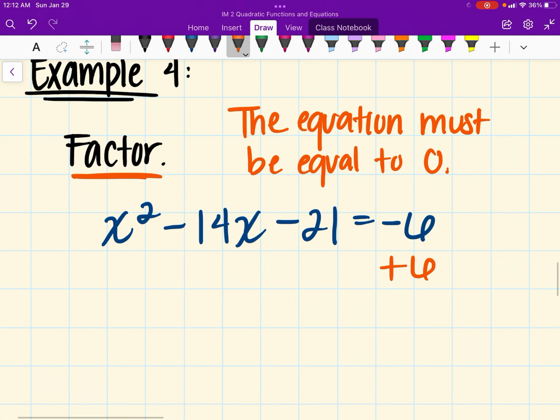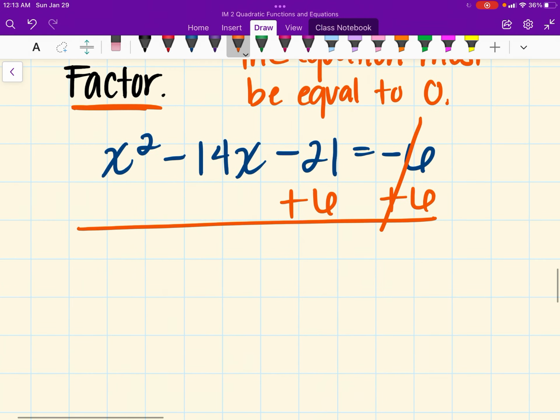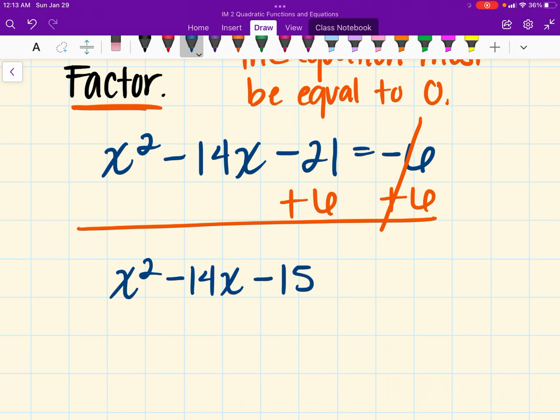Now this here, the 6 is a constant. So I'm going to go ahead and add it to my other constant here. This cancels on the right-hand side, and I have left an x squared minus a 14x minus, what is that going to be, 15 equals a 0. All right. Now that the equation is equal to a 0 here, we can go ahead and factor.